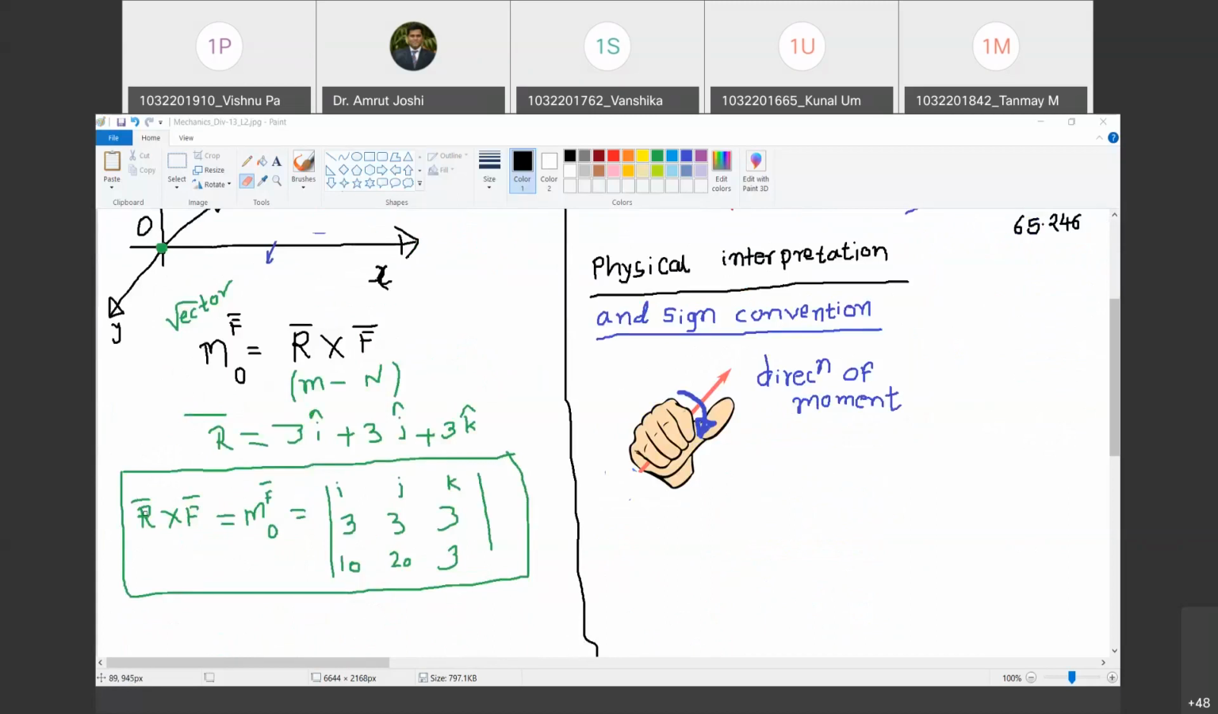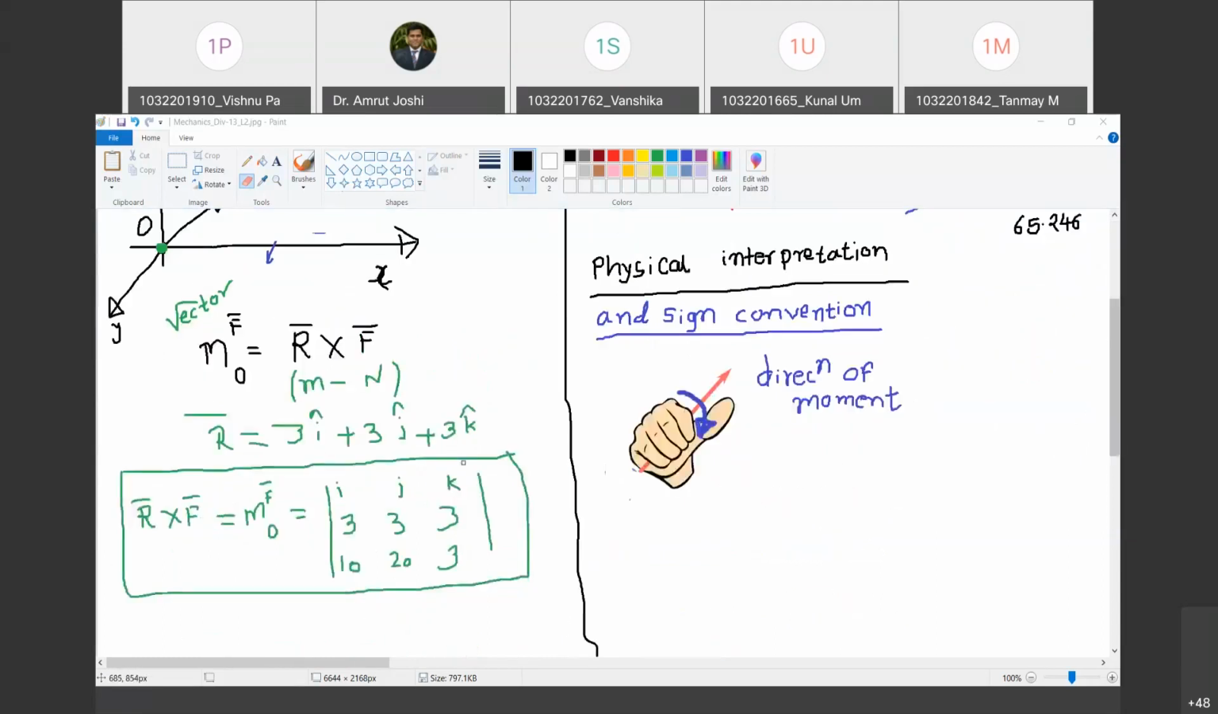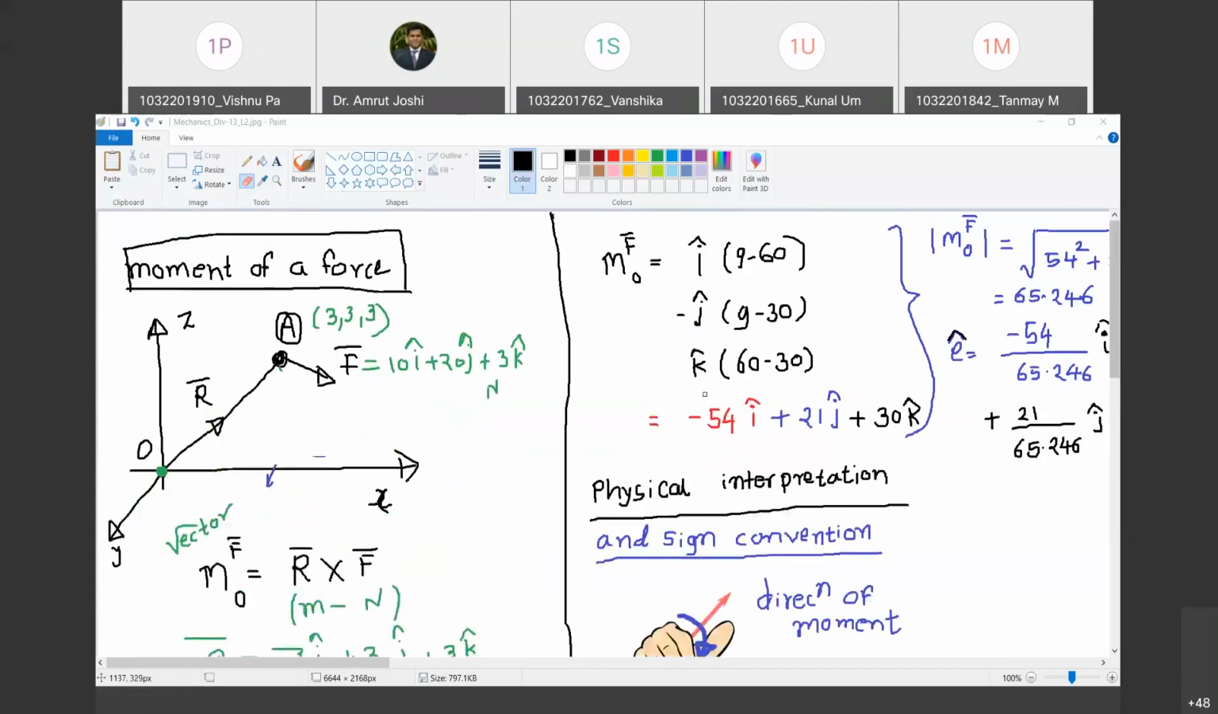And then I said R bar cross F bar can be written in this format, and now we can solve this determinant. So i cap, 3 3s are 9 minus 20 into 3, 60. So i cap into bracket 9 minus 60 is the first term, minus j cap, 3 3s are 9, 10 3s are 30. So 9 minus 30. Are you with me? Yes, sir.